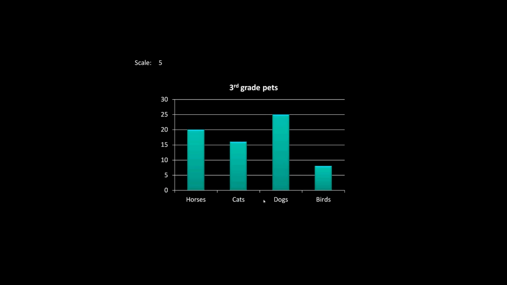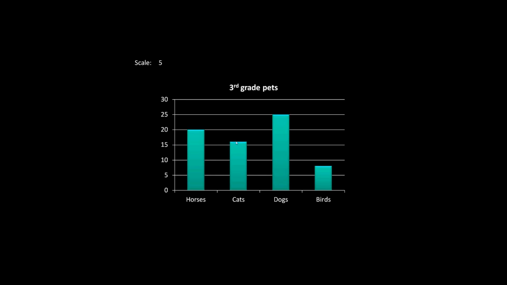There's a couple other things we can tell about this graph. We can see that horses and dogs end right on that line. So we know that horses are 20 and dogs are 25. We can see that cats goes above that 15, but we don't have any indications. Is that a 16? Is that a 17? There's a couple different numbers between 15 and 20.